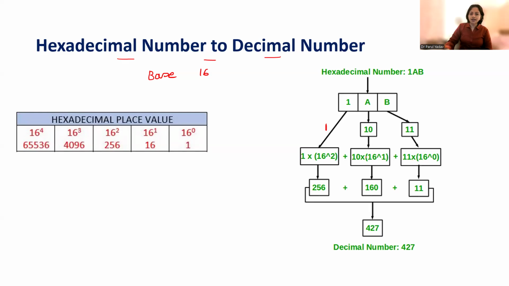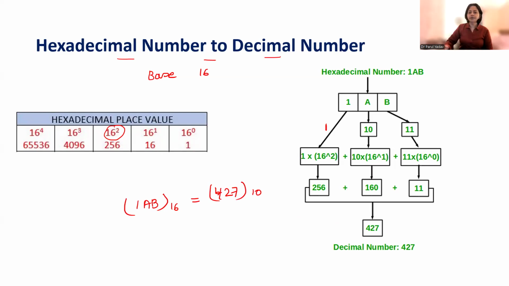Next, this is at tens: 10 into 16 to the power 1, which will be 160. Next, this is at hundreds, so you write 16 to the power 2. So 1 into 16 to the power 2 will be 256. Now we add all these values and we get 427. So 1AB in the hexadecimal number system is equal to 427 in the decimal number system.